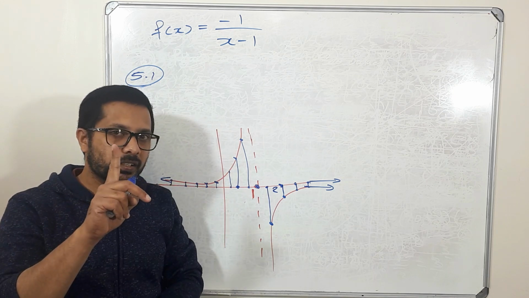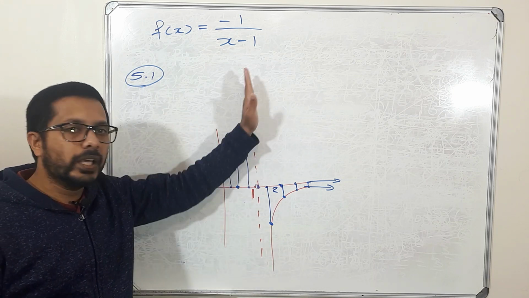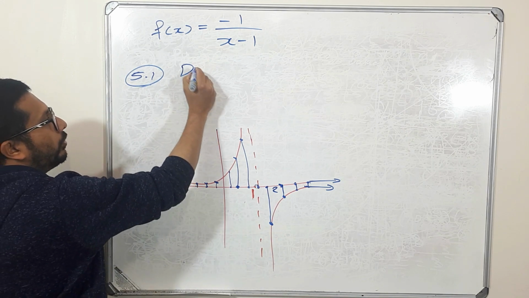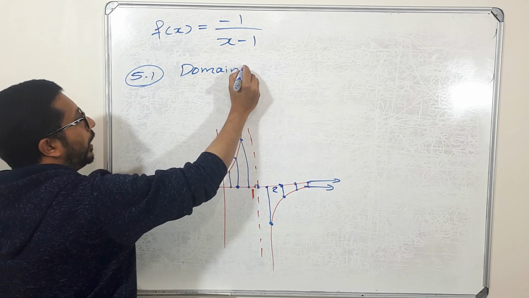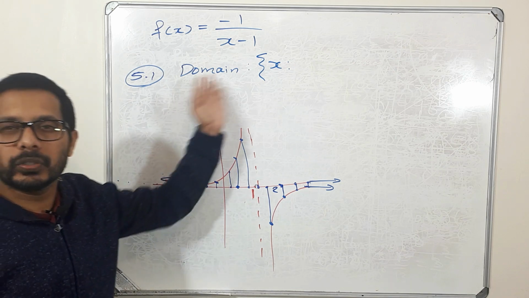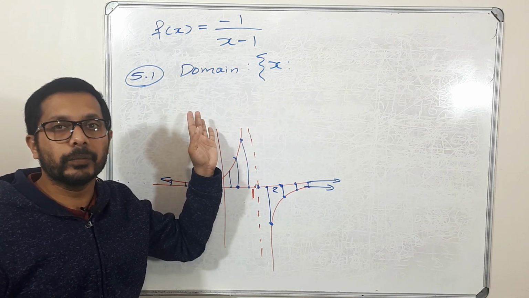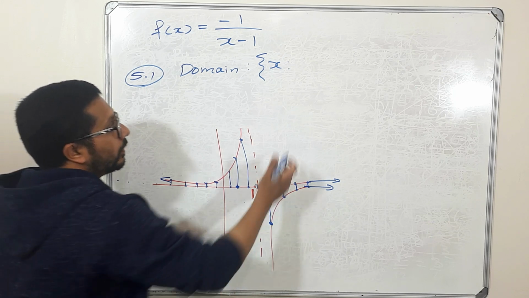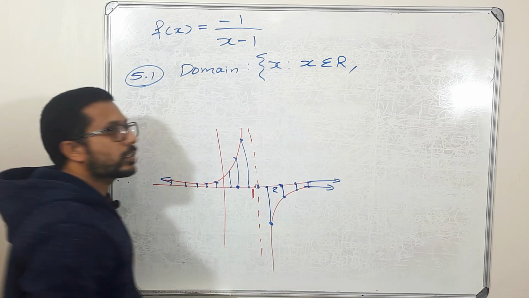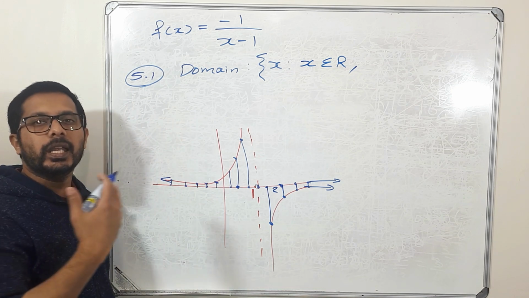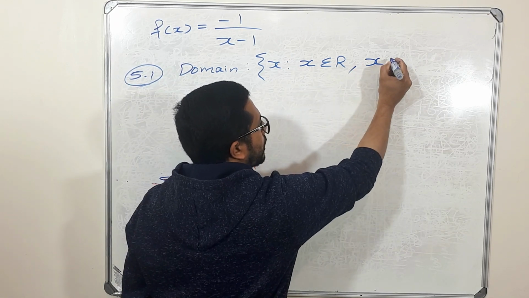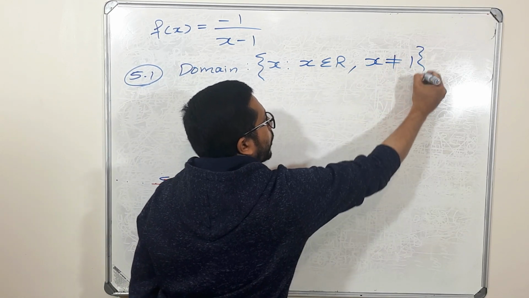Only one condition. What is that? It can't be x is equal to 1. So how can you write the domain? We are going to write the domain. Domain set x such that, don't worry about this one, this is just a fashion. But the real thing is x such that x is an element of R. What is the meaning of that? X can take any real number, but x is not equal to positive 1.